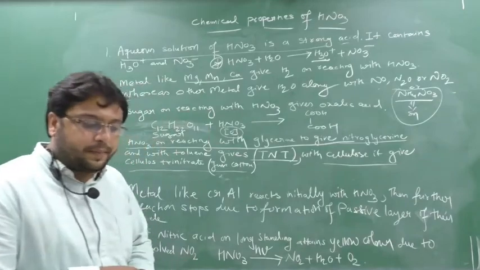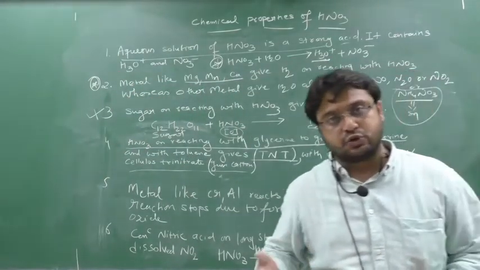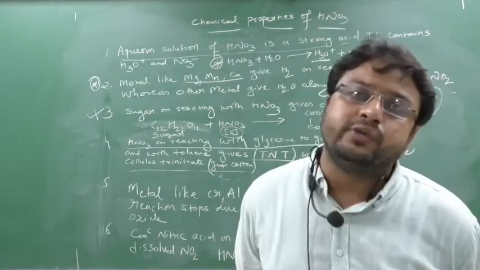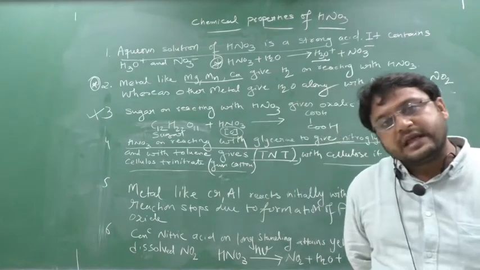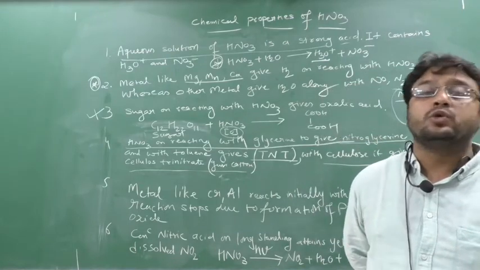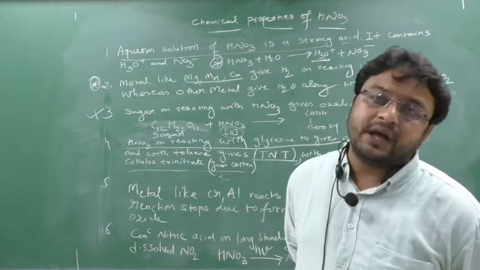So see, if you drop some portion of acid on aluminum or chromium, initially they will start to react, but after some time you will see that the reaction stops. Why does the reaction stop? Because they start to form their oxide layer. Metals like aluminium and chromium will start to form their oxide layer.